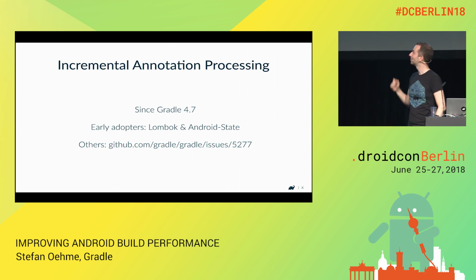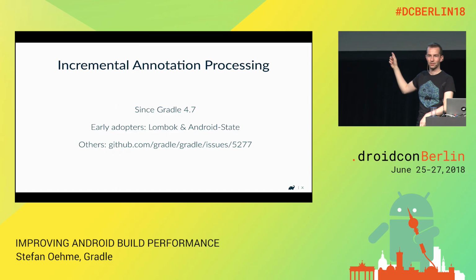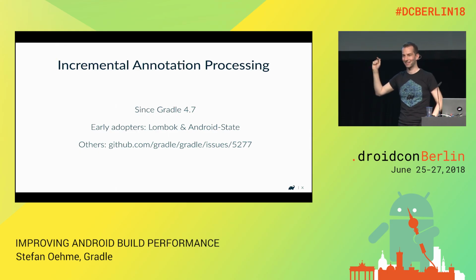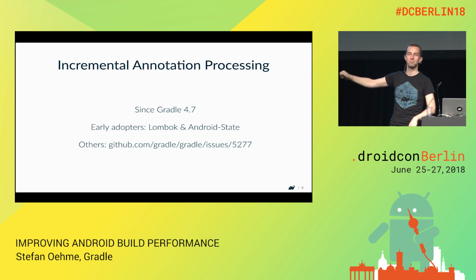The only caveat is the processor developers need to opt in, because they need to tell us that their processor will actually work with this. So the early adopters are Project Lombok and Android State, and all the others, I welcome you to go to that issue on our issue tracker. There's a long list of processors with links to open issues or open pull requests. Go and bug them. Go and tell them, hey, this is what's slowing down my development cycles. This leads to a 1-minute recompile on every single change I do.